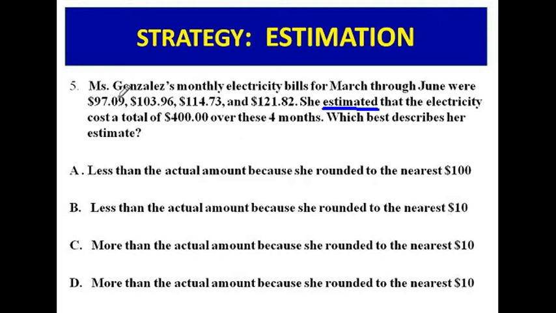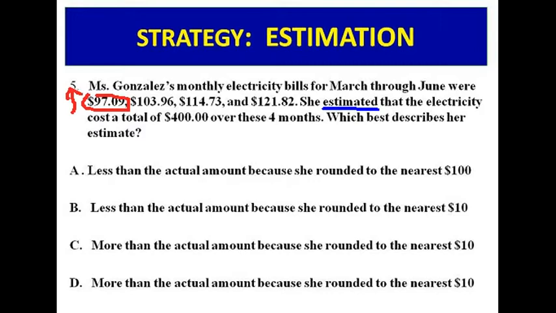Okay, let's see here. This number right here, I'm going to switch pen colors real quick. If we've got 4 different bills, and she got $400 over 4 months, that means that it looks like all of these were rounded to 100. So this one right here, the $97.09, she had to round that up to 100.